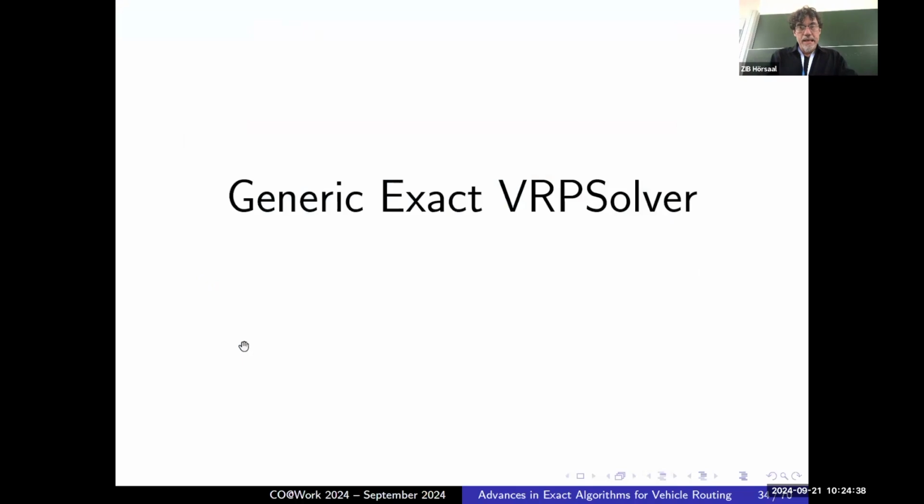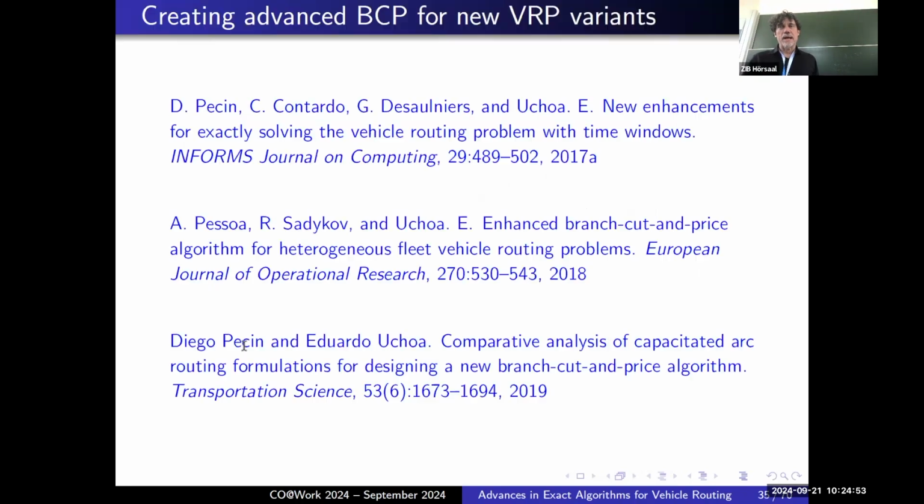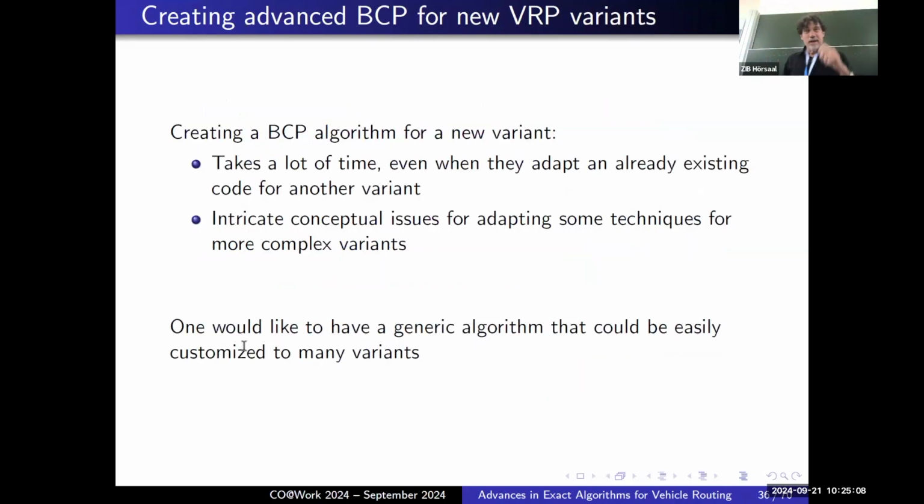And this work was recognized here. But okay, this is CVRP. CVRP is a very simple variant. The real routing problems that people need to solve can be much more complex than this. And then we started to try to expand this to other variants. So we did that for VRP with time windows, for heterogeneous fleet, for capacitated arc routing. And what we realized, it took a lot of time.